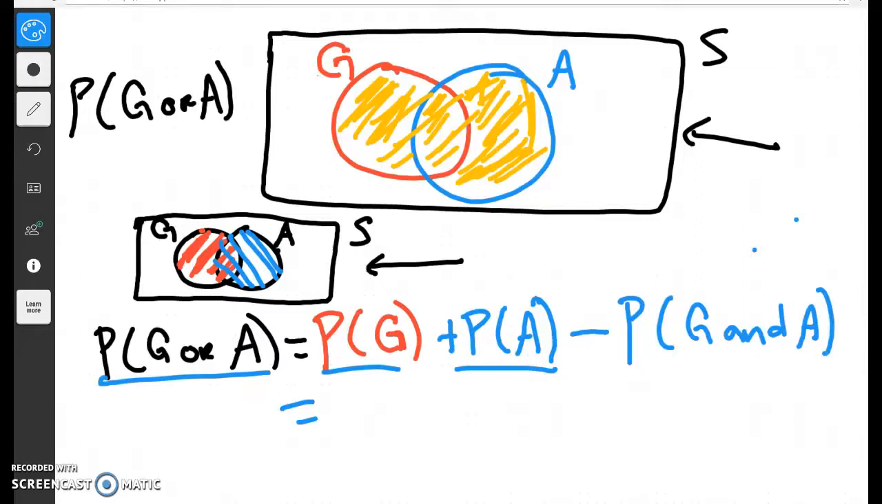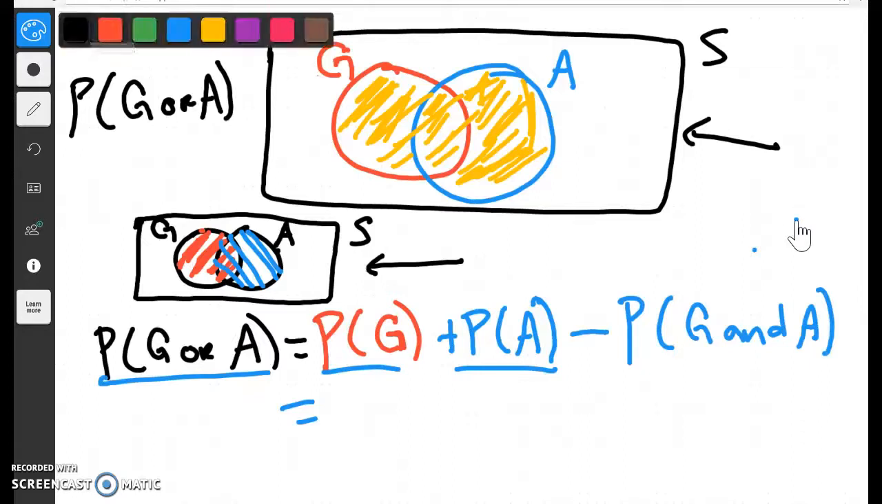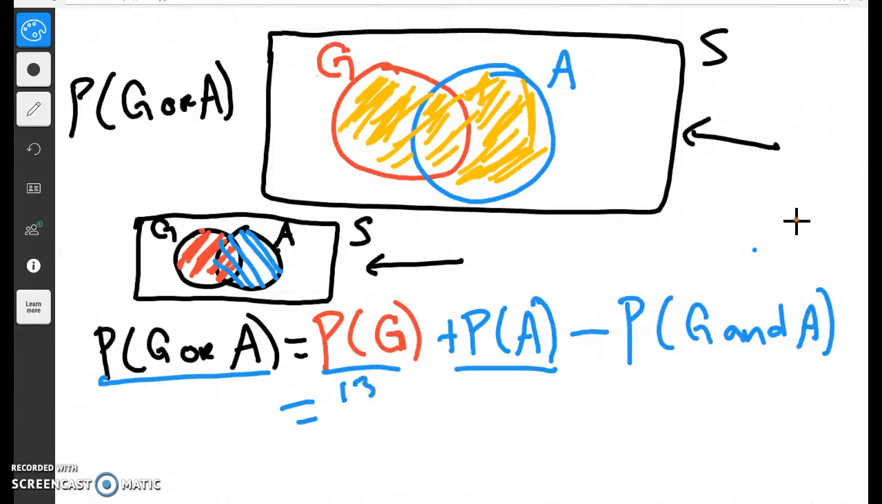Okay, so now let's figure it out. The probability of getting a girl. Let's go back to the problem. What is the probability of getting a girl? I'm not going to go back and forth, but if you go in the PowerPoint, how many girls are there? There's 13 girls out of the 30. So this is just 13 out of the 30. Plus the probability of getting an A student.